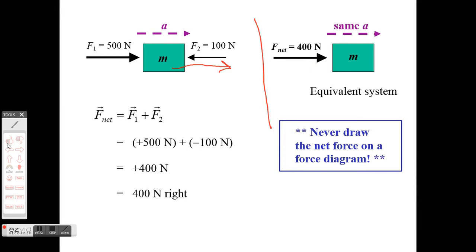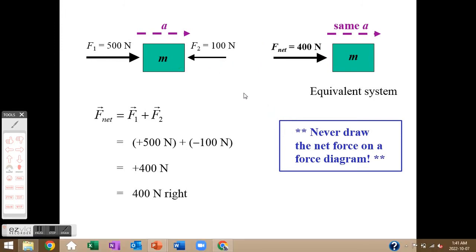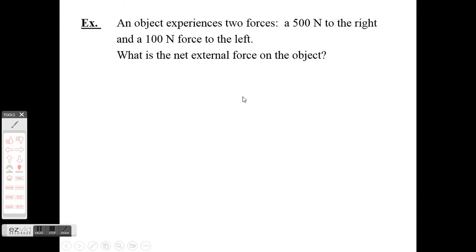Alright, so this is essentially the one that we just looked at. Object experienced two forces, a 500 newton force to the right and a 100 newton force to the left. What is the net external force? Most of us could even right away look at this and say, oh, yeah, sort of like a tug of war, I guess, but a push of war or something like that. Anyways, in this case, it's going to be 500 to the right, 100 to the left, 100 to the right.